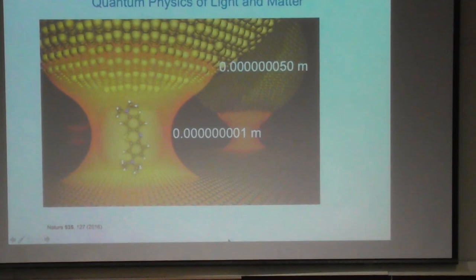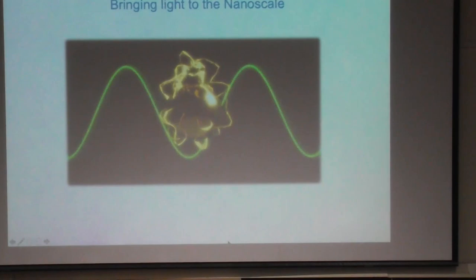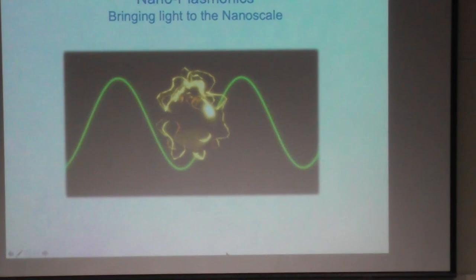The reason for going to these small scales is because at these small scales, we can actually have quantum effects and put them at work. And these quantum effects are due to the fact that we can actually get light to these small scales. It's because we use a particular aspect of what metals can do with light.